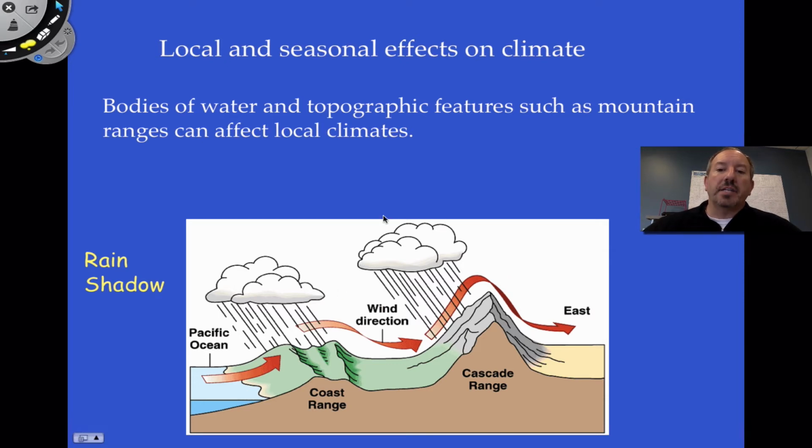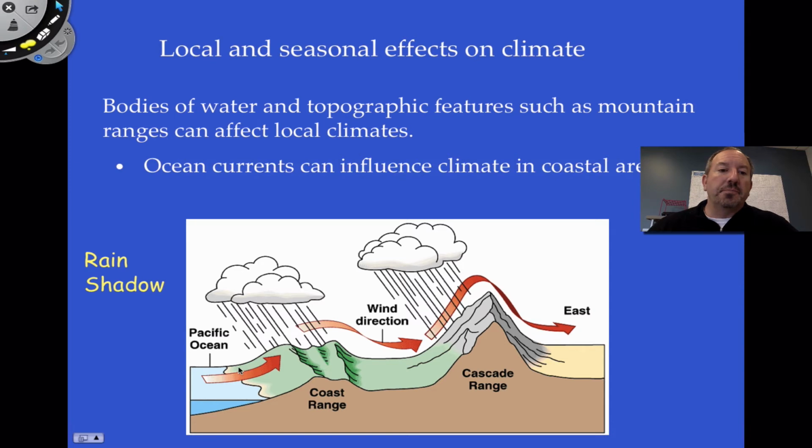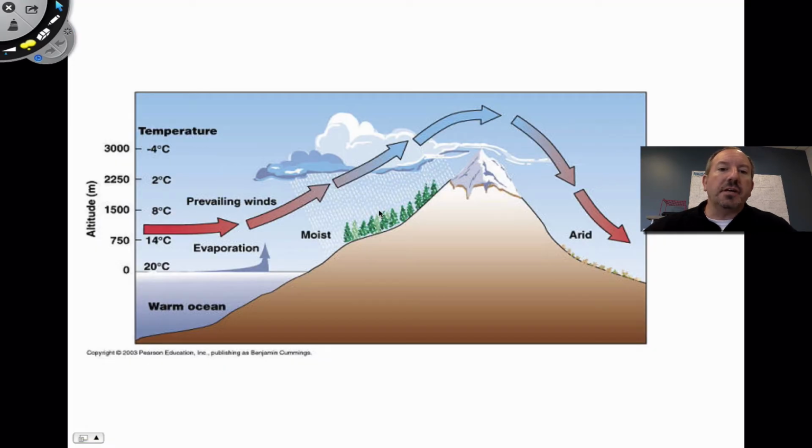And so it's kind of like a shadow. If you were standing here, you're casting a shadow. Over here is dry and over here is moist. And so this is called rain shadow. The currents of the ocean, the clouds, the precipitation, the mountains, all of these things affect local climate. And so you can see here that there's a big difference in vegetation.